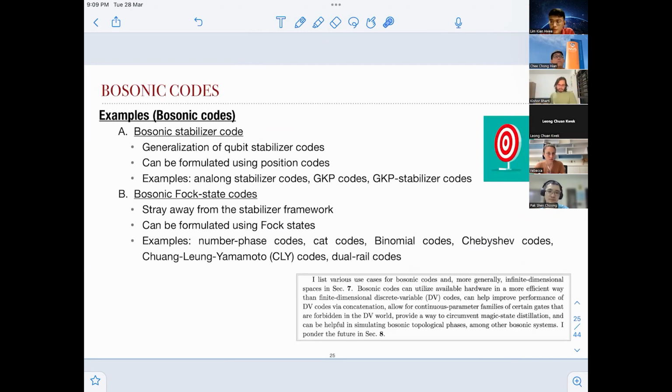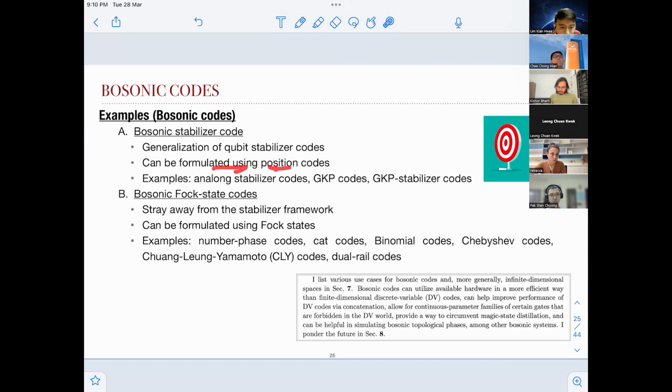There are two famous examples, which are bosonic stabilizer codes and bosonic Fock state codes. We will focus on bosonic stabilizer codes here. They are the generalization of qubit stabilizer codes. So we are talking about a stabilizer code so far, and here also we will talk about a stabilizer code. And then finally, we will deviate a bit when we talk about the subsystem codes.